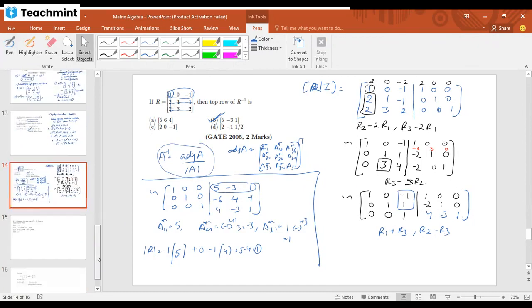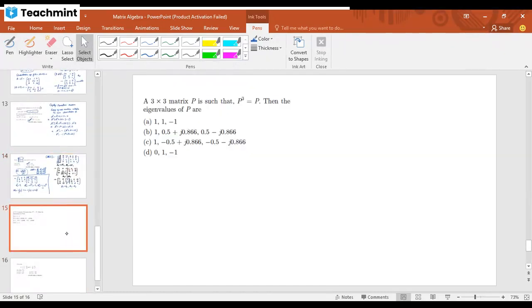Okay, now let us move to the next question. In the next question, we are given a 3 cross 3 matrix P such that P cube equals P. Then what are the eigenvalues of P? So again, if you look here, we are given one equation that P cube is equal to P.